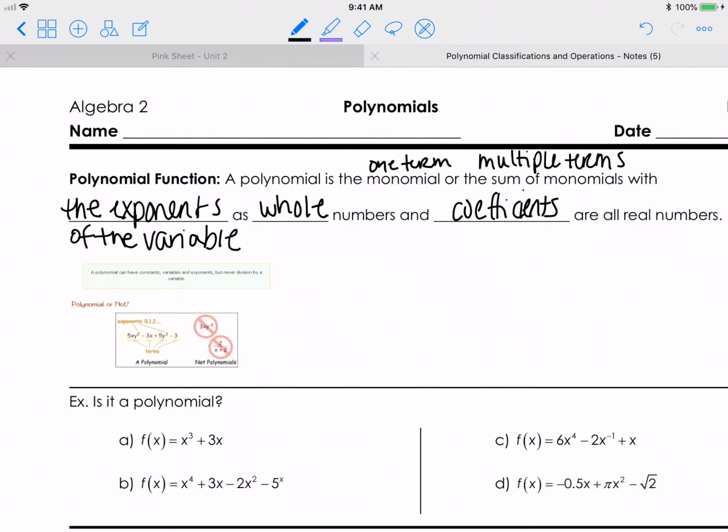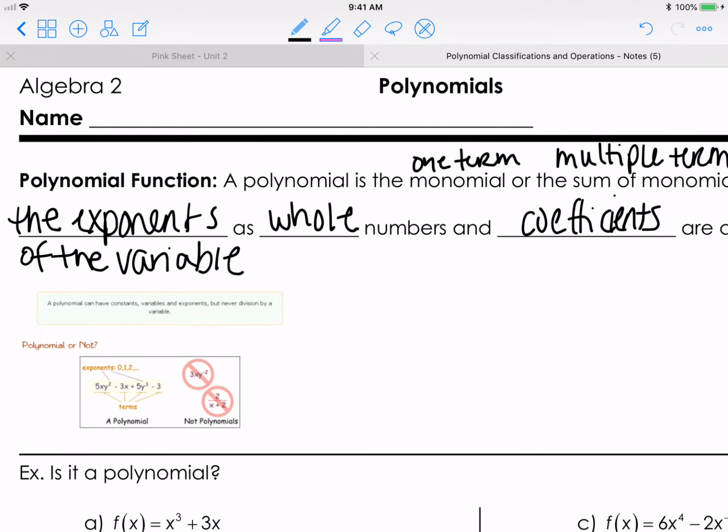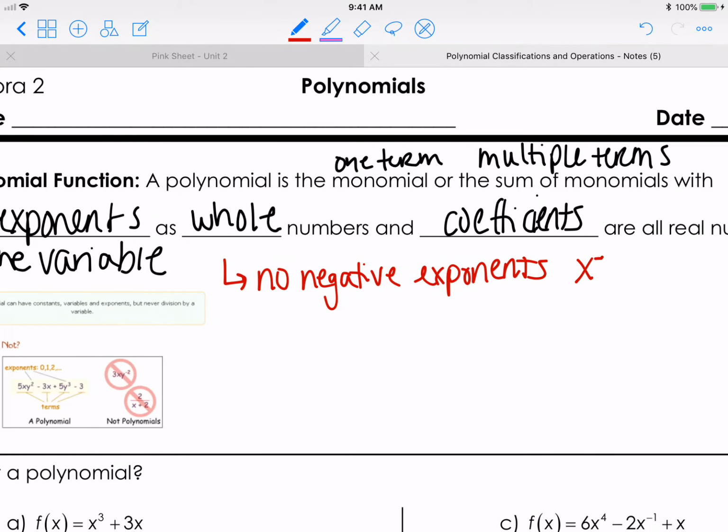Okay, so it means that a polynomial, if you look at this little box right here, can have constants, it can have variables and exponents, but it can never have division by a variable. So there's a couple of things that polynomials are and then some that are not. So let's go through these a little bit. To be a polynomial, you have no negative exponents. So nothing like x to the negative 2. That's not considered a polynomial.